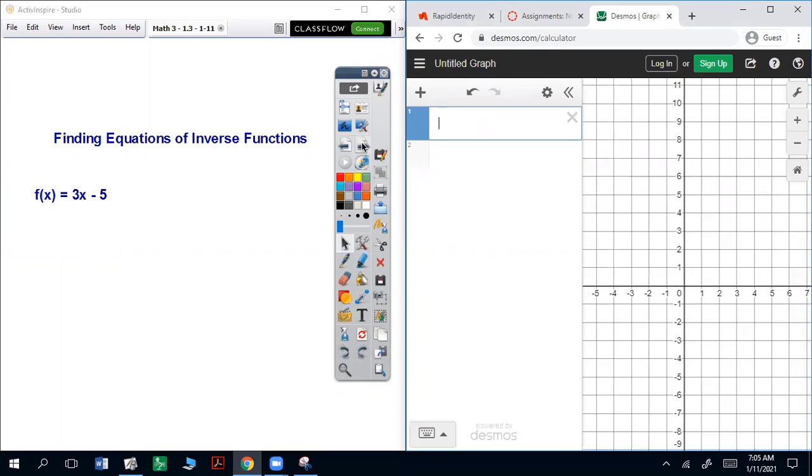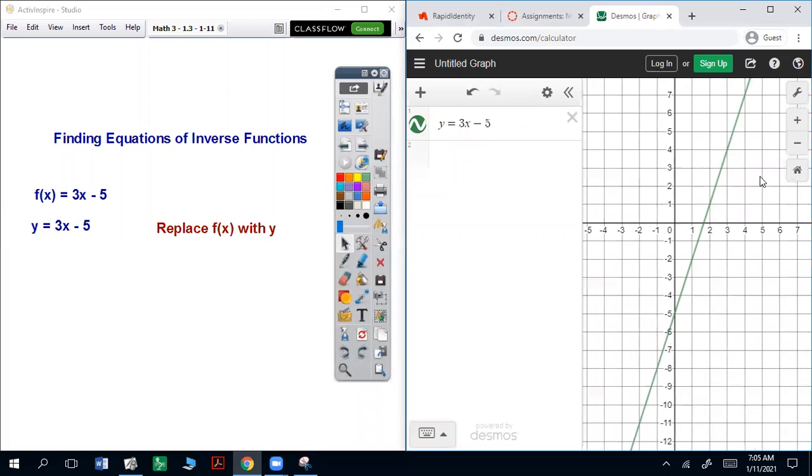So the first thing you're going to do is replace the f of x with y. It's easier to work with x and y than f of x. So what I would suggest is graph y equals 3x minus 5. Just get a visual for what that looks like. Go into Desmos and see that a lot of times it's a line or a quadratic or something like that.